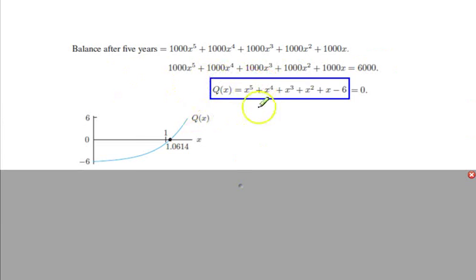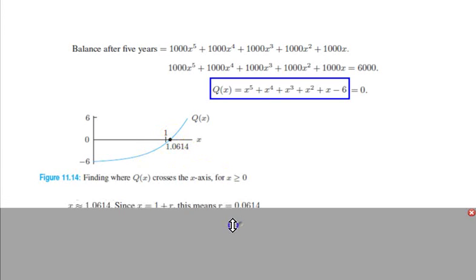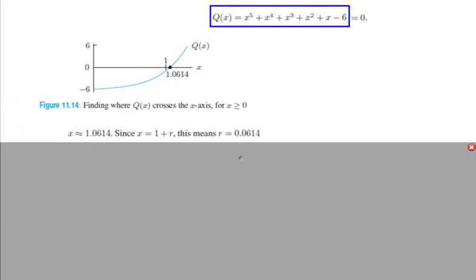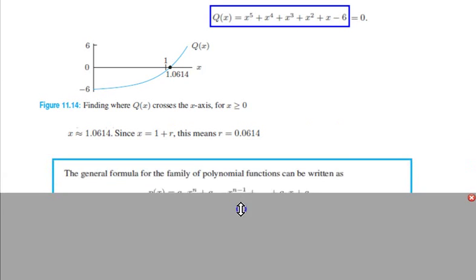Well, when graphing this function q of x, we end up with a root or a 0 right around a little past 1, and actually 1.0614. So this means since x is around 1.0614, that means that the rate R, the interest rate that we need so that we can get a balance of $6,000 after 5 years, would have to be 0.0614. And if you don't believe it, test it out and see. And I'll wait for 5 years. Just kidding, I won't.